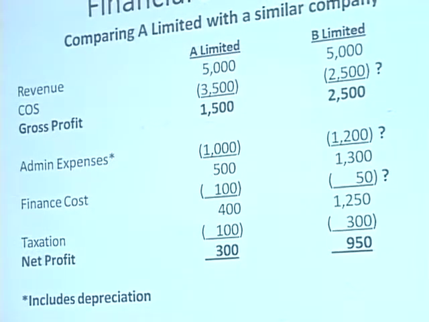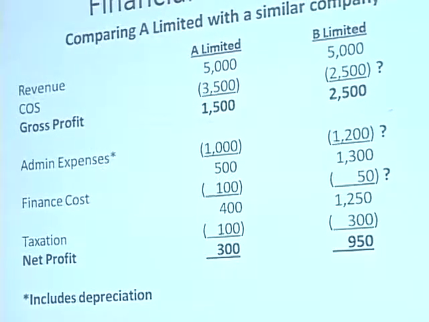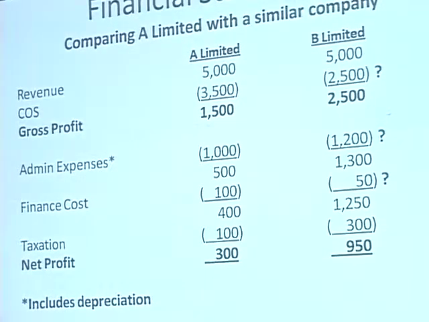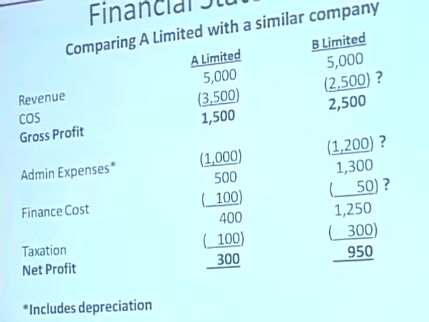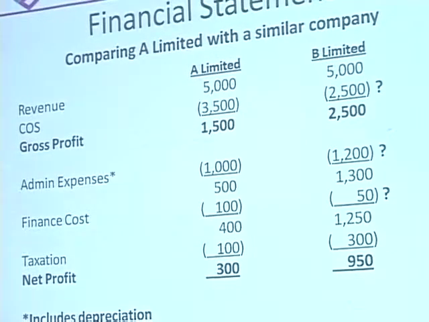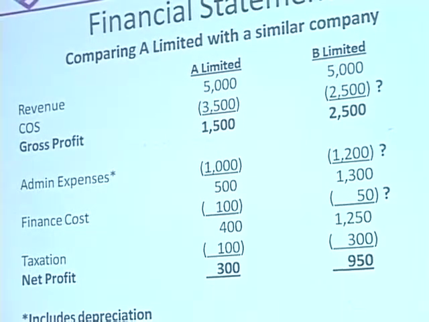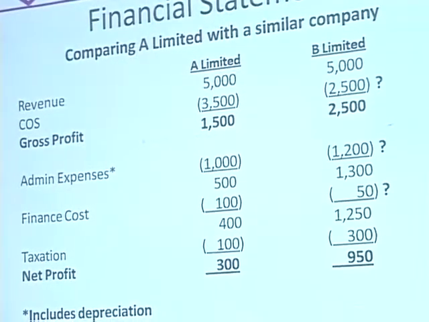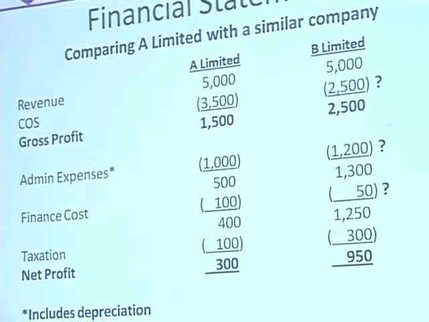So when you look at A Limited and B Limited, you realize that the profit for A Limited is $300 and the profit for B Limited is $950. Now, I don't think the owners of A Limited will be so happy anymore, right? Because here it is, your competition is basically generating 3 times the profit that you are generating. So what are you doing wrong?